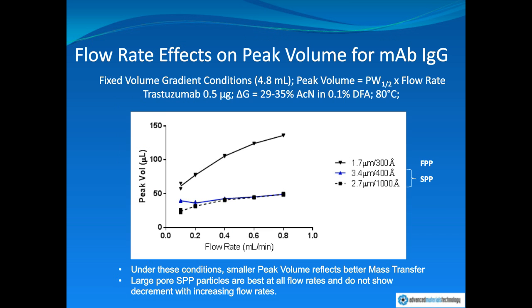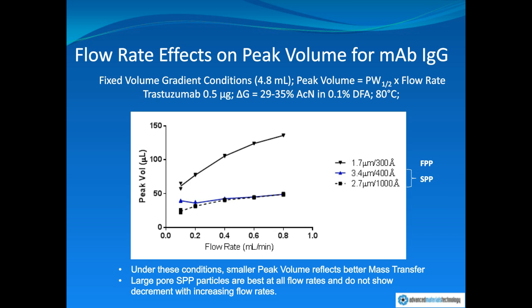This is not a unique feature based on picking a particular flow rate. In this case, on the vertical axis is a measure of column efficiency, in this case peak volume, that is the peak width multiplied by the flow rate, and on the horizontal axis, the flow rate under which the separation was conducted. Now in order to fairly compare across these conditions, we used a fixed volume gradient of 4.8 milliliters, varied the flow rate, and looked at the effect of flow rate on column efficiency.